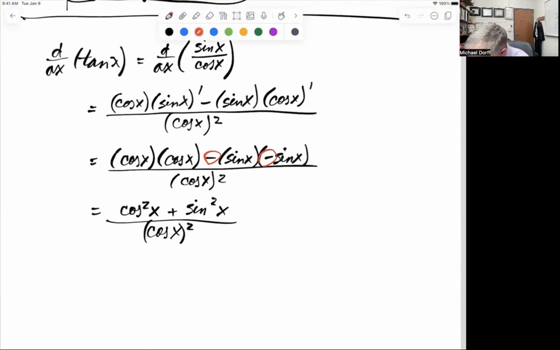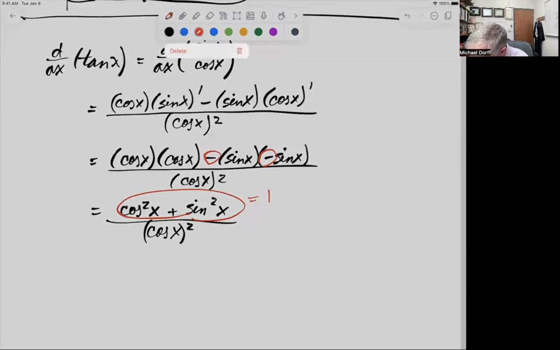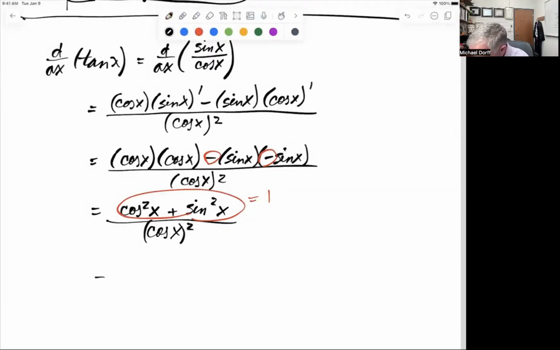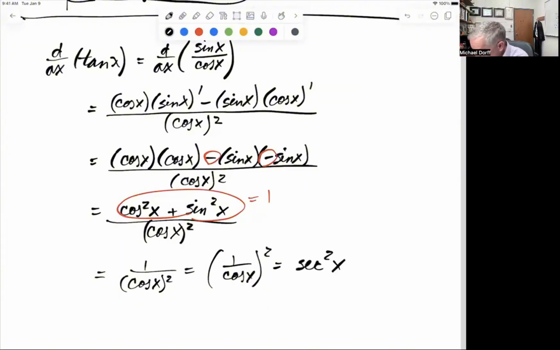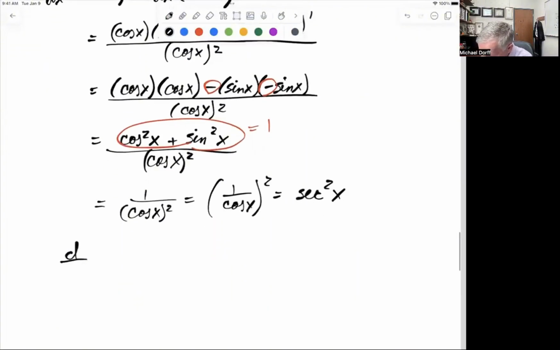But then I use that trig identity again. The cosine squared x plus sine squared x equals 1. And I get 1 over cosine squared x, which is the same as 1 over cosine x, everything squared. And 1 over cosine is secant. So the derivative of tangent, let me redo that. The derivative of tangent x equals secant squared x.